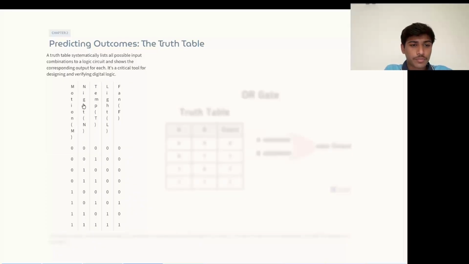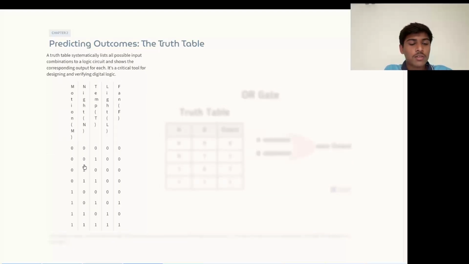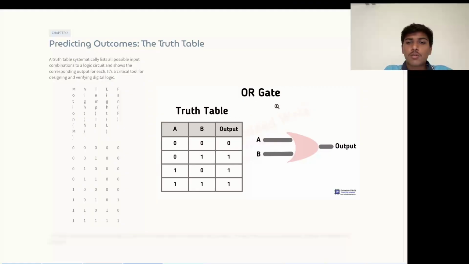This is our motion sensor, M. This is our night, N. This is temperature, T. This is light, L, and this is our fan, F. These are all the conditions here for the truth table. This is the OR gate truth table. A and B are ORed and the output comes 0, 0, 0, 1, 1, 1. This is the basic truth table of an OR gate.